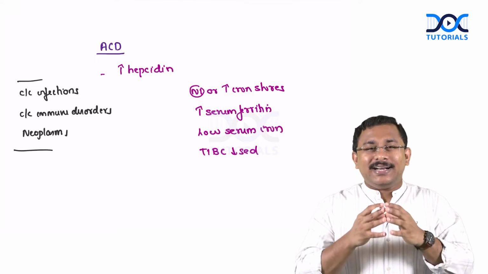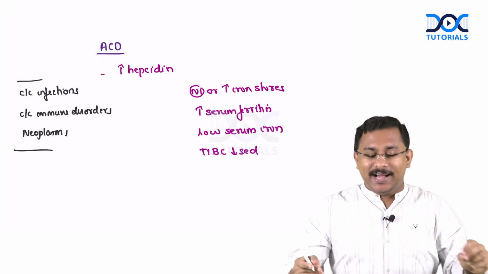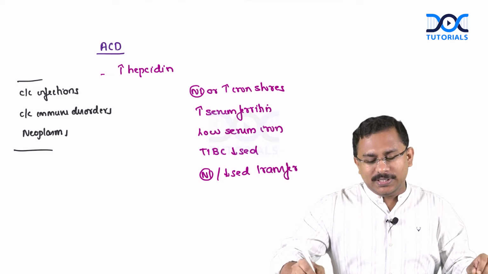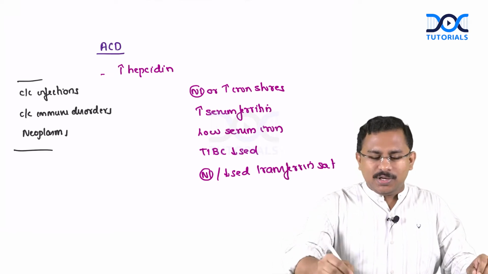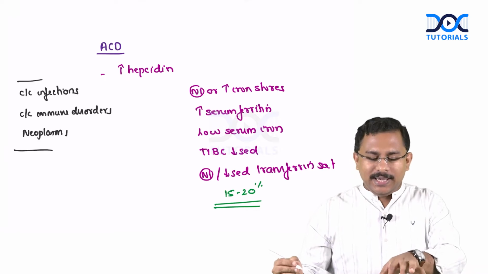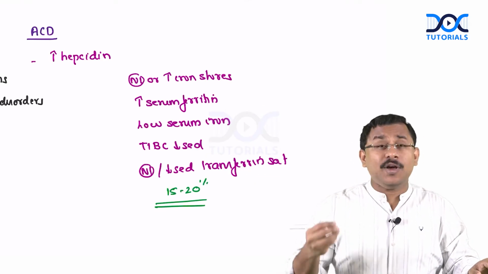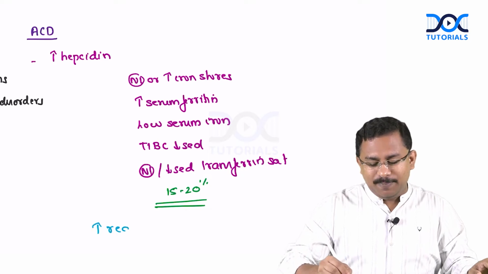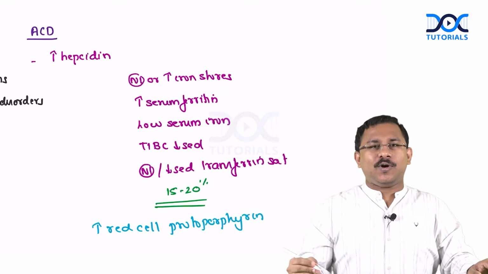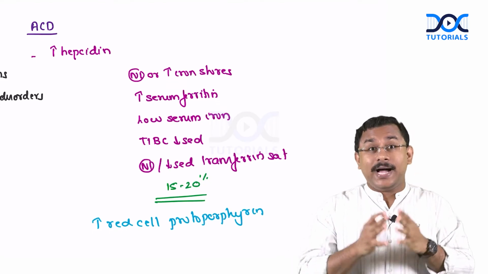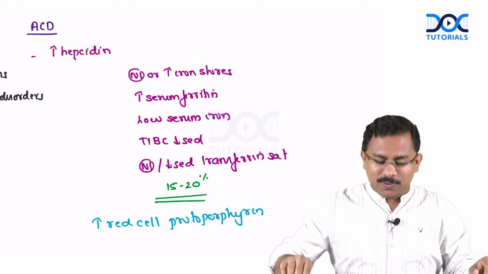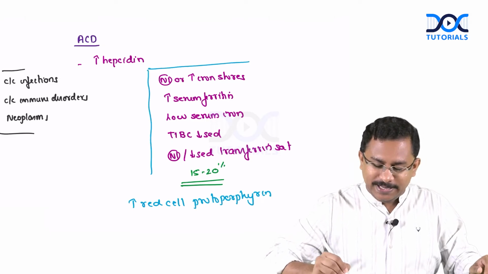And what about the transferrin saturation? Well, in anemia of chronic disease, you will have a normal or reduced transferrin saturation. Most of the times it will fall in the range of 15 to 20 percent. And also know that in case of the anemia of chronic disease, you can have an increased red cell protoporphyrin. And this occurs in the setting of a hypoproliferative marrow, which is why this is grouped under hypoproliferative anemias. So please always keep in mind this one.